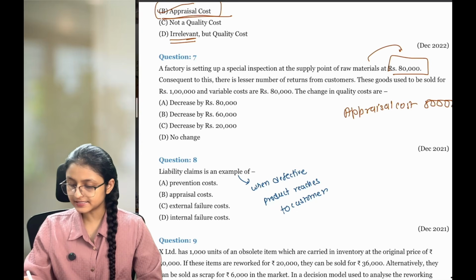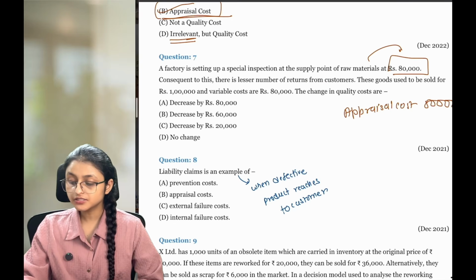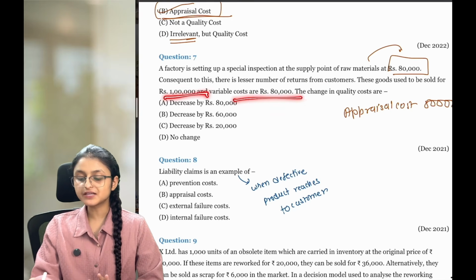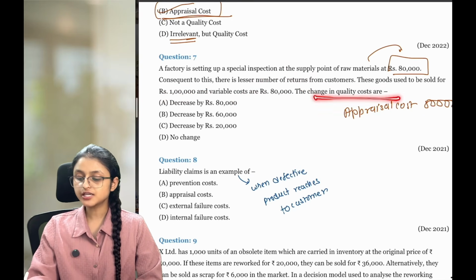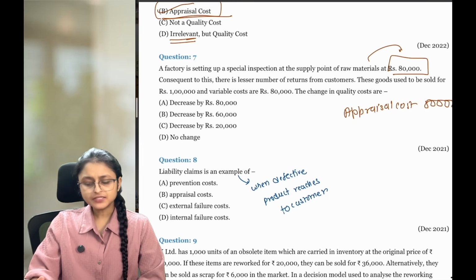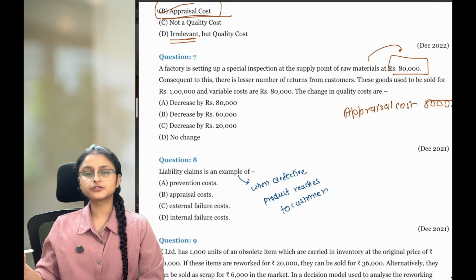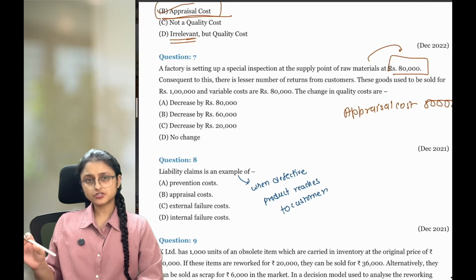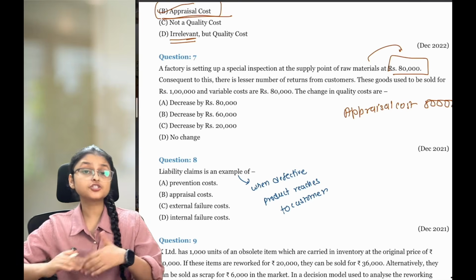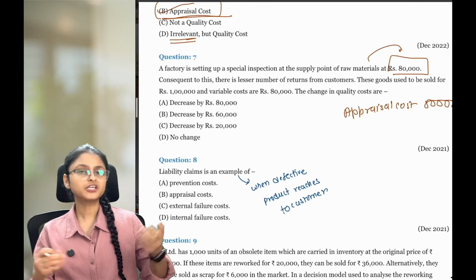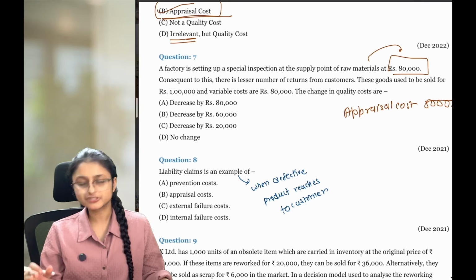Consequent to this, there is a lesser number of returns from the customer. This good used to be sold for 1 lakh rupees with a variable cost of 80,000. The change in quality cost are. Now in this question, the question has not given us clarity on what lesser number of returns means. The customer was returning the product and not exchanging it with another one, or he was exchanging. There is no such clarity about it.